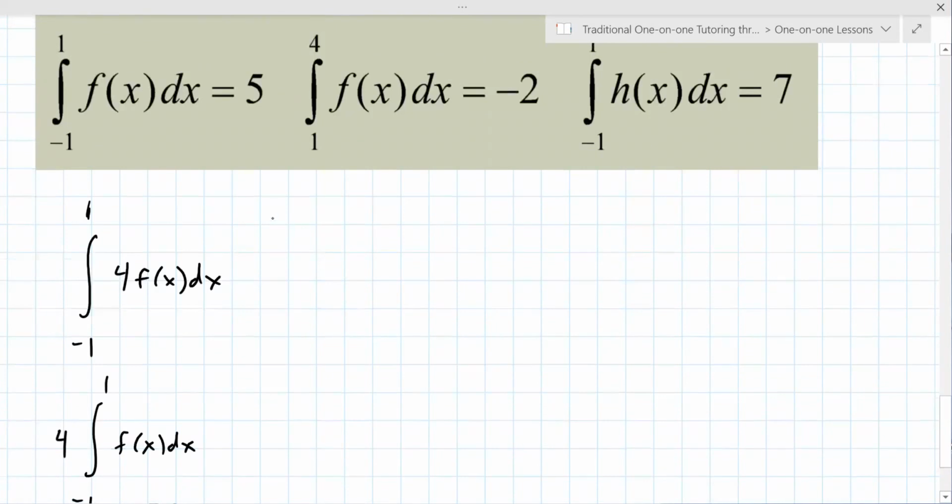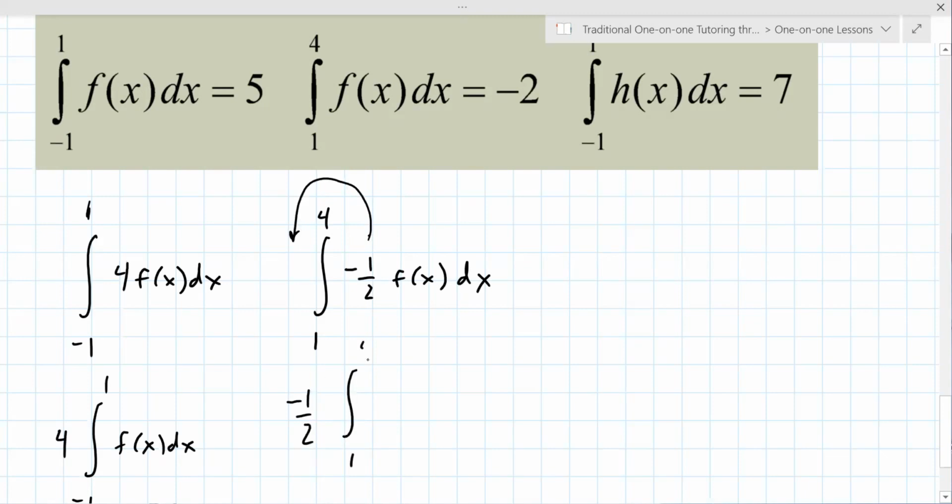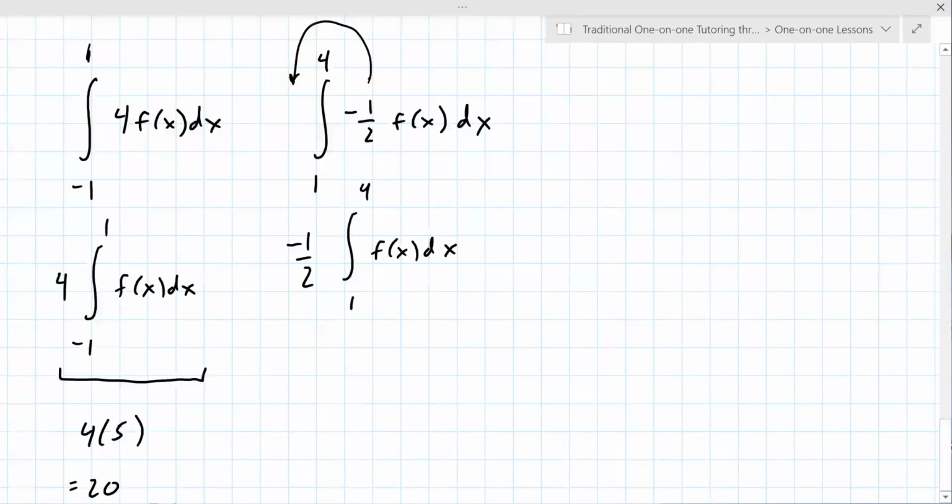Now let's look at this next one here. Now I didn't say this yet, but the bounds have to be exactly the same for this to work. Like if I don't give you 1 to 4, you're like, I can't do it. Just can't do it. Okay. So let's say I put -1/2 f of x dx here. Again, so you can bring this out. -1/2 times -2. Yes. So just 1. Yeah.